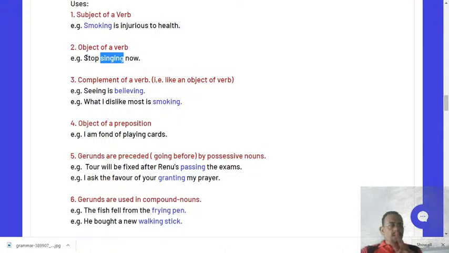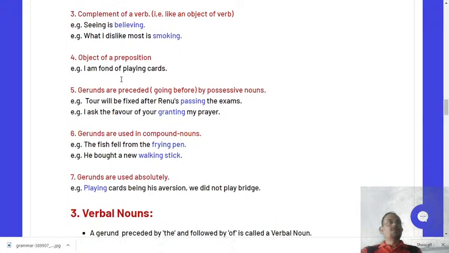So now let's move on to the third example. Okay, the third use of gerund. What is the third condition of gerund is something that we are going to learn now. See, dear students, a complement of a verb. Okay, like complement means what, dear students? There is much similarity between a complement and an object. Okay, but still there is a difference. So let me explain to you today what is the difference between an object and a complement.